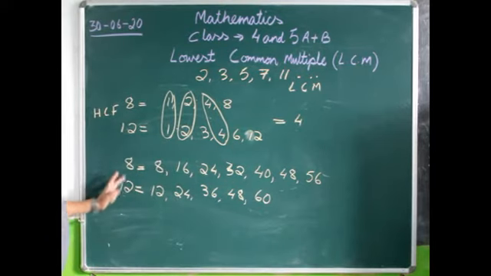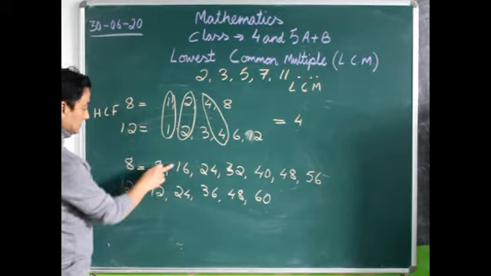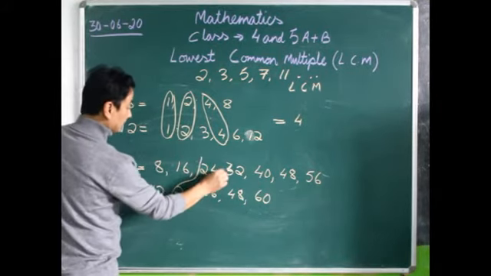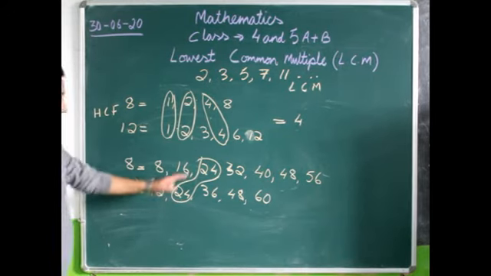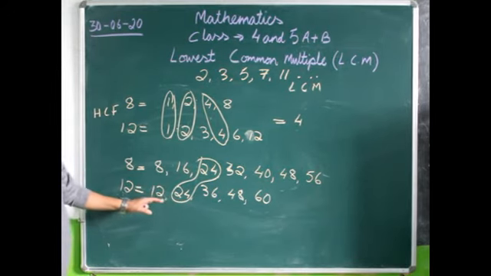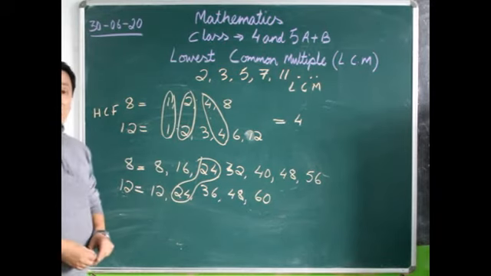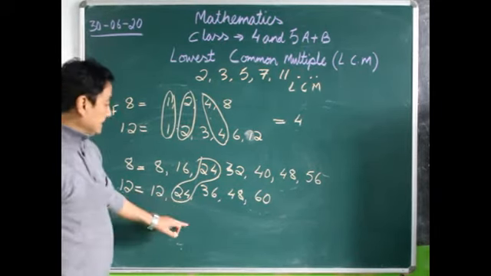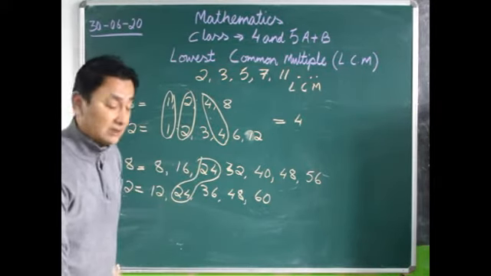And here we have done multiplications. So let's circle the common numbers: 8, 12, 16, 24, 24, 24. So this will be the lowest. There may be some more numbers there, but this is the lowest number that these two numbers will go into. So it's known as the lowest common multiple. So the LCM will be 24, which we have done in the earlier sum.